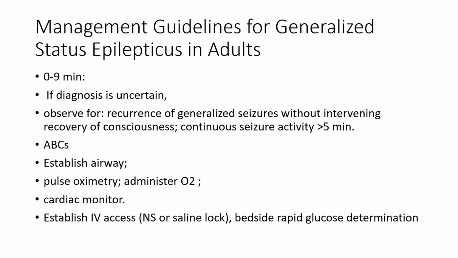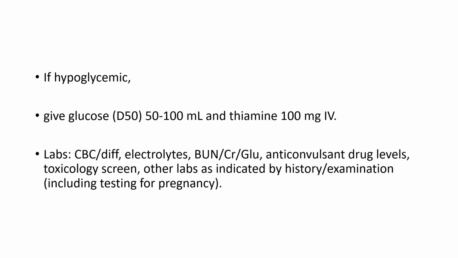Now we'll see the rough management guideline for generalized status epilepticus in adults, and later we'll elaborate on this treatment. So within the first 0 to 9 minutes, if the diagnosis is uncertain, then observe for recurrence of generalized seizure without intervening recovery of consciousness or continuous seizure activity for more than 5 minutes. Then first take care of ABC. That means we need to establish first airway, pulse oximetry. We need to provide O2 if the patient is hypoxic. Then provide appropriate cardiac monitoring. Establish IV access. Then look for the bedside rapid glucose determination.